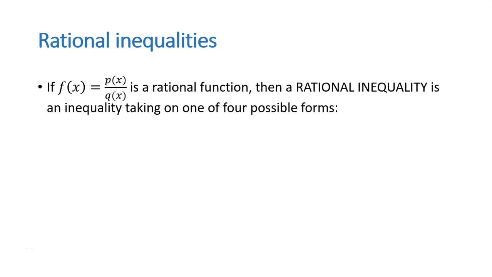Now let's look at rational inequalities. So if f of x is equal to p of x over q of x, where p of x and q of x are polynomials, this is a rational function, then a rational inequality is an inequality taking on one of four possible forms. f of x is less than 0, less than or equal to 0, greater than 0, or greater than or equal to 0. So essentially we're in the same situation as we were with our polynomial functions, except our function is now a ratio of two polynomials instead of just being a single polynomial.